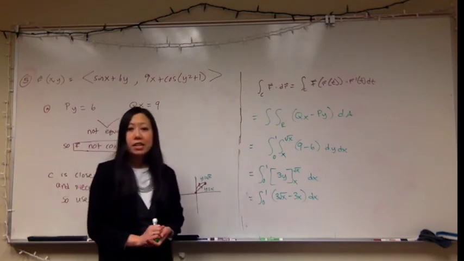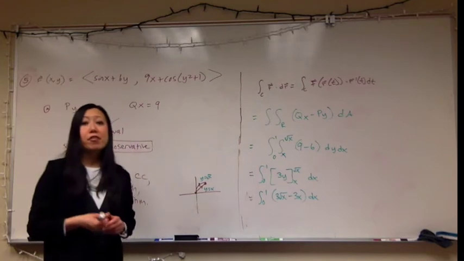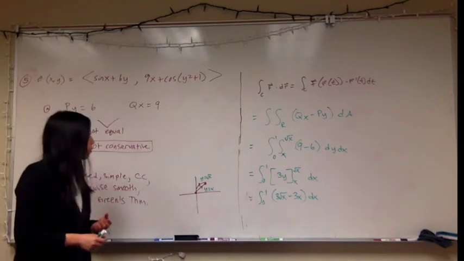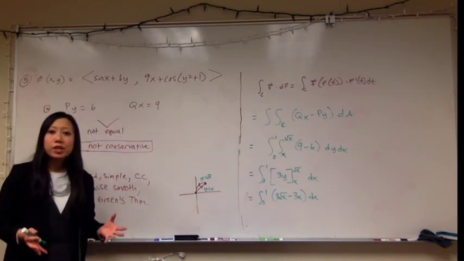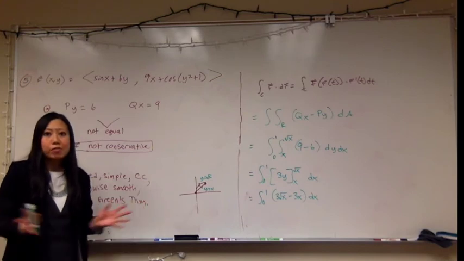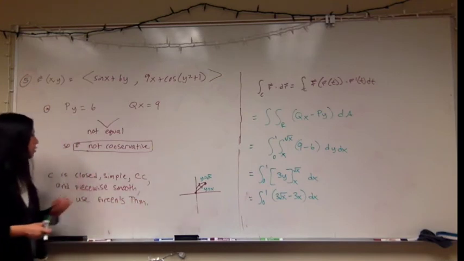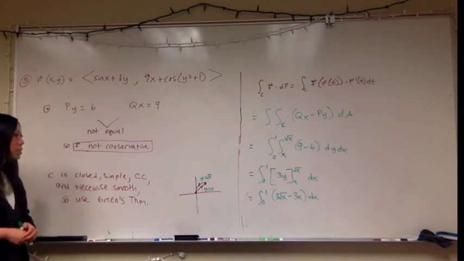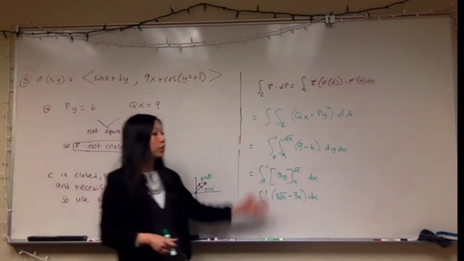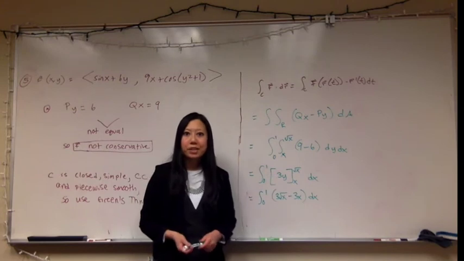Again, the main thing to take away here is that if my curve satisfies all four conditions, regardless of whether F is conservative or not, that has no effect here. It doesn't matter whether F is conservative. All that we have to know is that the curve is closed, simple, counterclockwise, and piecewise smooth, and if that happens, then we can go ahead and perform Green's theorem.